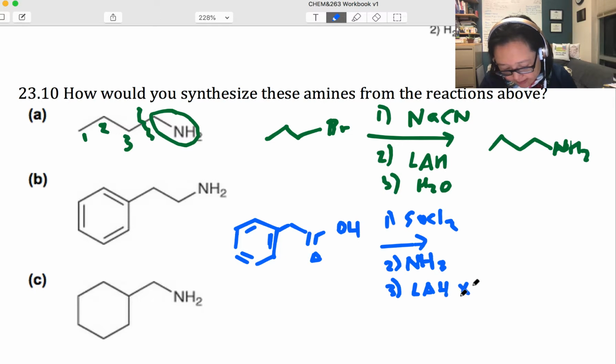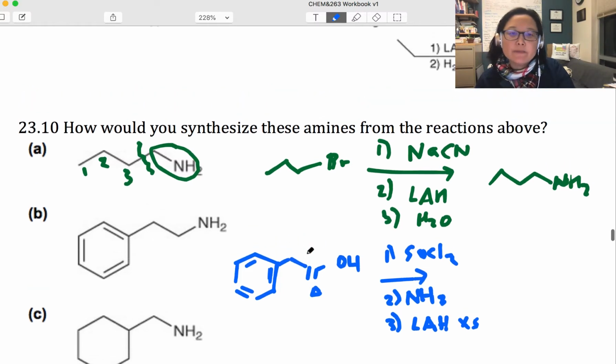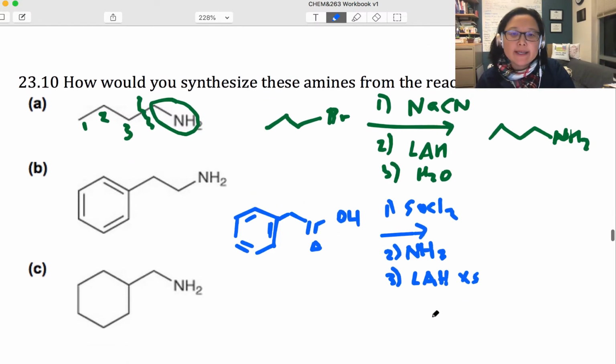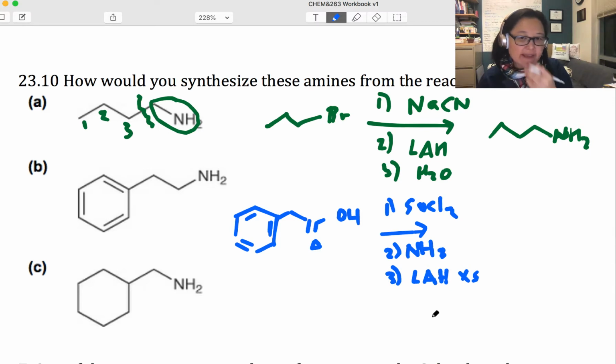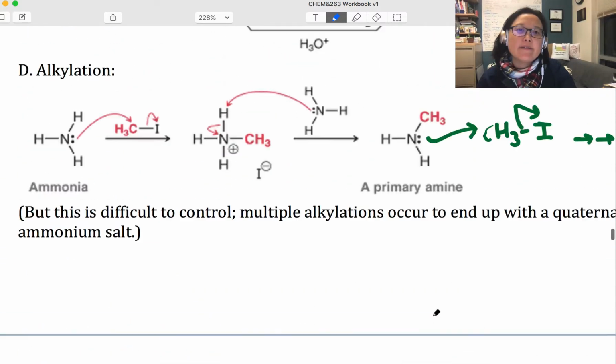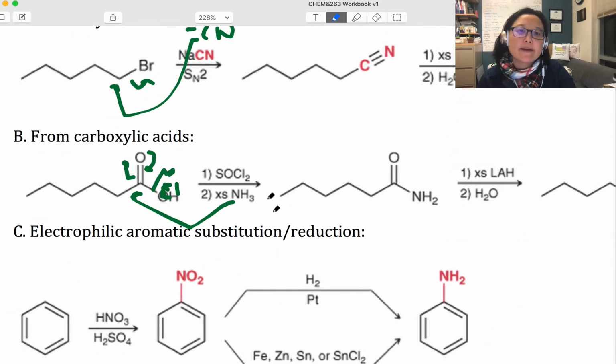Okay, and I want to use excess LAH because I need to get rid of this C double bond O. Okay, so once I have LAH, then I can work this up with water. All right, so that is an example of this reaction up here. So step 1, 2, 3, and 4.